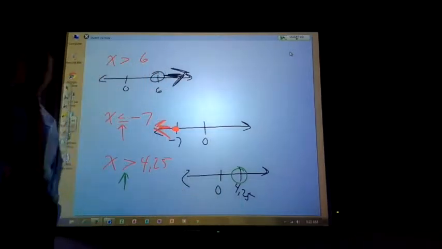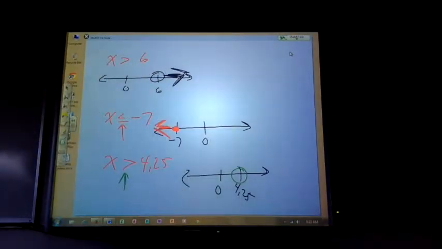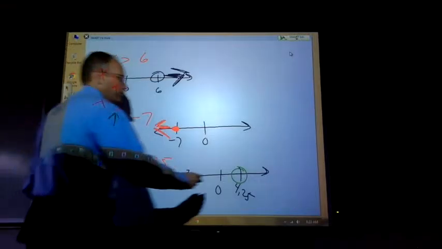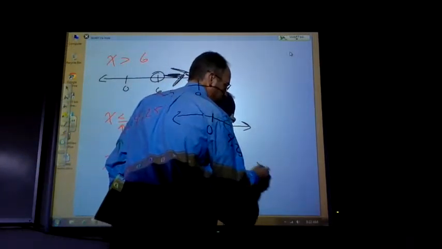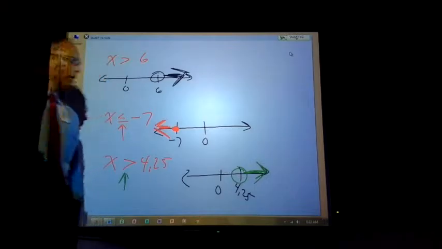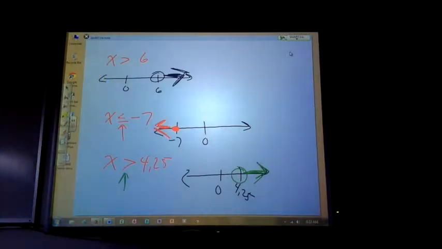Am I wanting bigger numbers or smaller numbers than 4.25? Bigger? That's what it looks like.